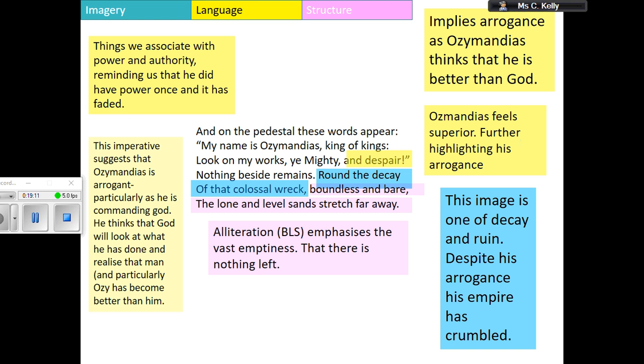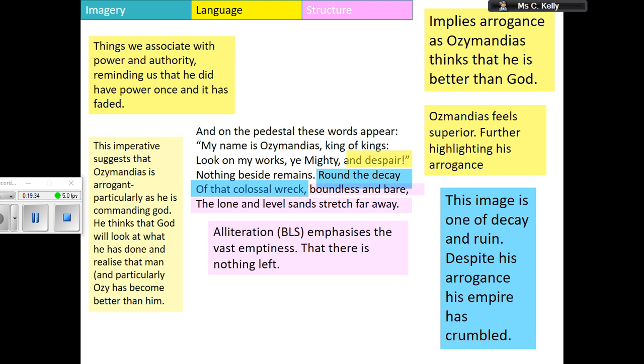So with the first question, what do we associate with pedestals? Things we associate with power and authority, reminding us that what he did, although he did have power, it has faded. So someone who's on a pedestal, you can also have the phrase to put someone on a pedestal, and that means to worship them and to give them importance.